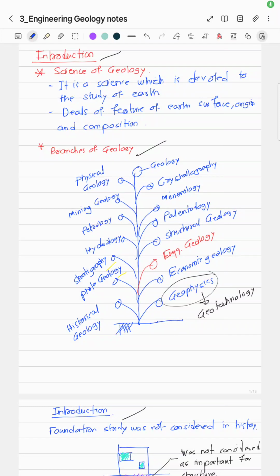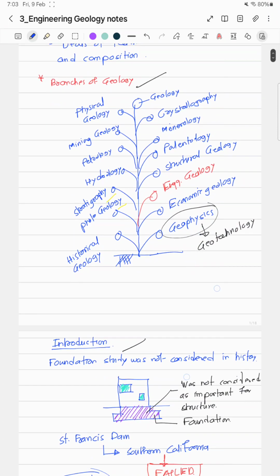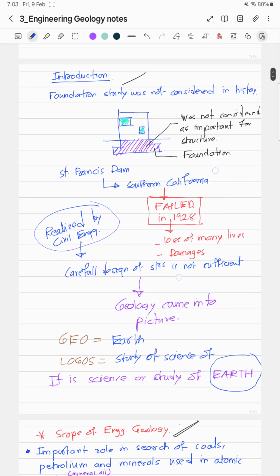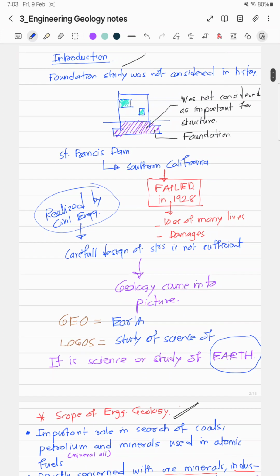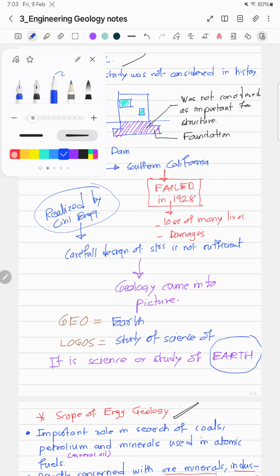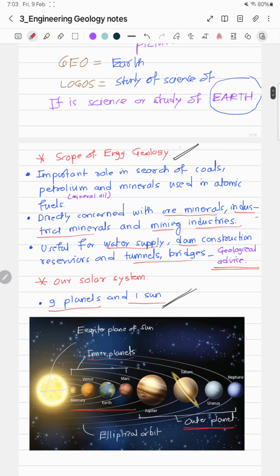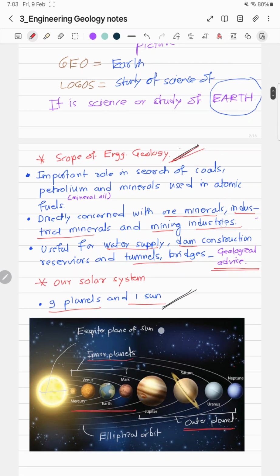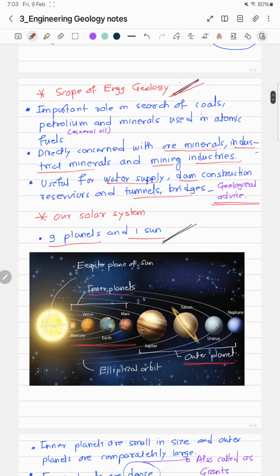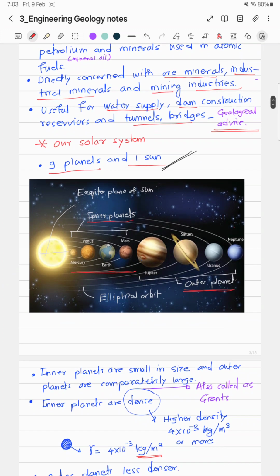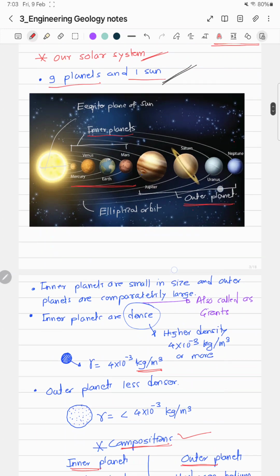Today we have seen the introduction of engineering geology subject. Then we have also seen the branches of engineering geology, and the history of engineering geology. Then what is the scope of engineering geology, and how the knowledge of engineering geology is applicable to physical life. Then we have seen the formation of our planets, our solar planetary system.